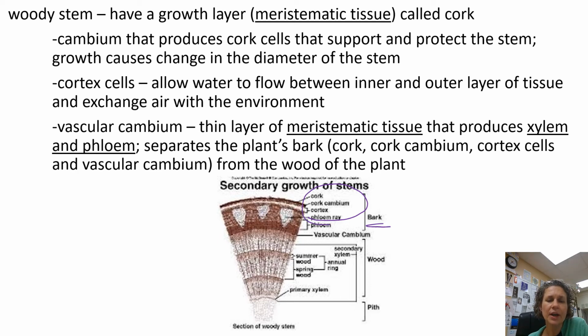And then kind of in the middle of that, you have the vascular cambium, which is right here. It's a very thin layer of growth tissue, meristematic tissue, that produces xylem and phloem. It's also the separating line between the bark and the wood of the plant. So when you cut down a tree, the bark mostly gets taken off, and what a carpenter or somebody building something with that wood really wants is that section right there.